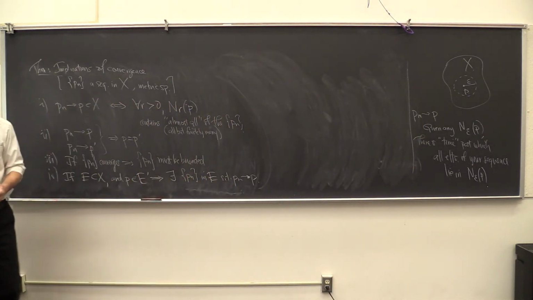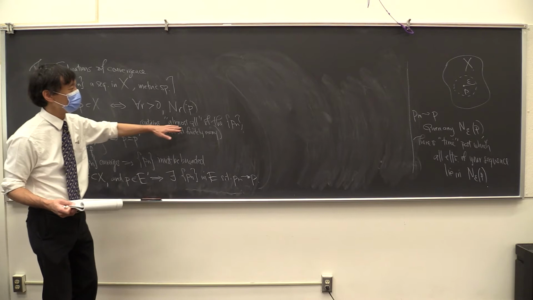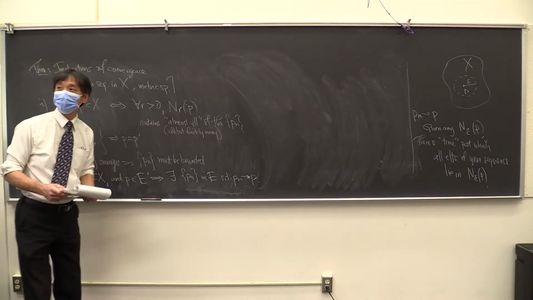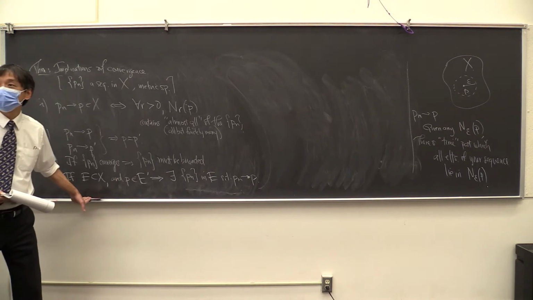Oh, yeah, Keisha. For the first point, you say all but finitely many require the neighborhood of p. Is that the same as saying the complement of the neighborhood of p is finite, or is that different? Yes, that's the same thing. So the complement of the neighborhood would contain finitely many of the p_n. Yes, that's the same thing. Other questions?